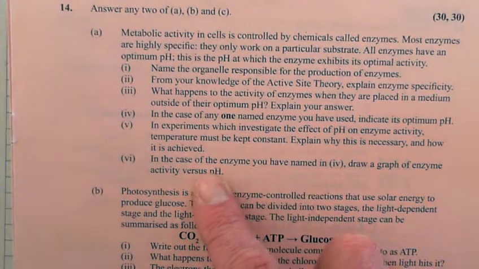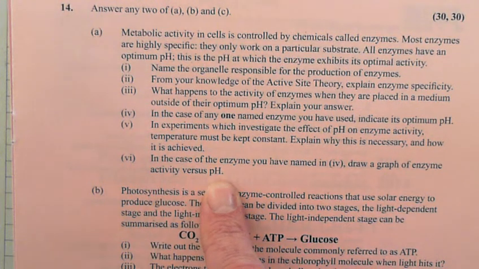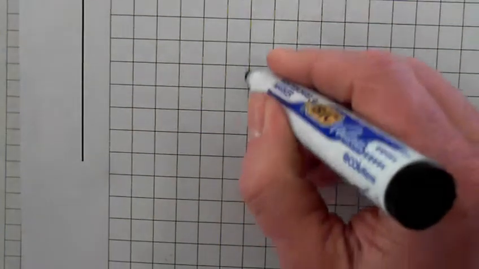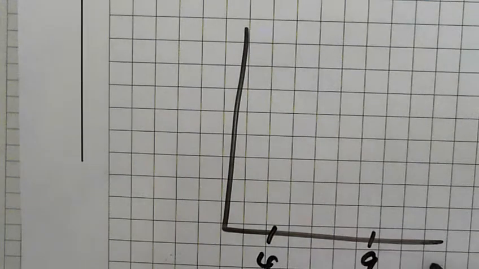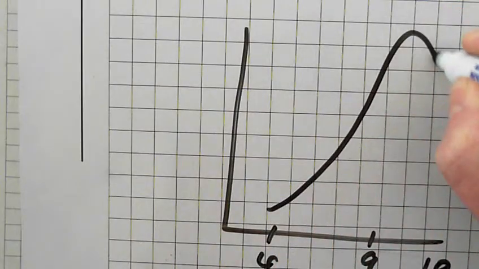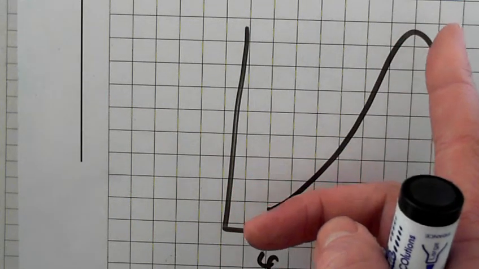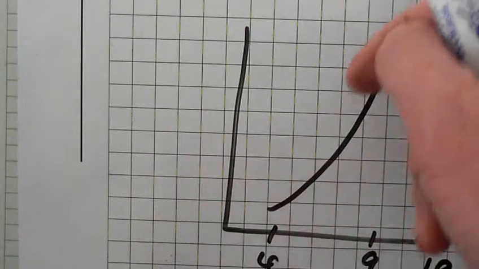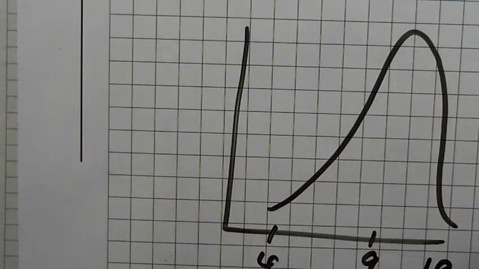Right, 6. In the case of the enzyme you have named, draw a graph of the enzyme activity versus pH. So to best describe that, with your enzyme, the optimum pH was about pH 9. So the graph should look something like that. The optimum activity was around pH 9 for catalase. And as you went further, if you used a lower pH, the activity would go down and eventually it would become denatured. Above pH 9, the activity would go down and eventually it would become denatured.